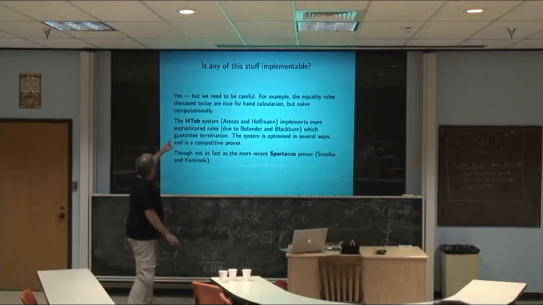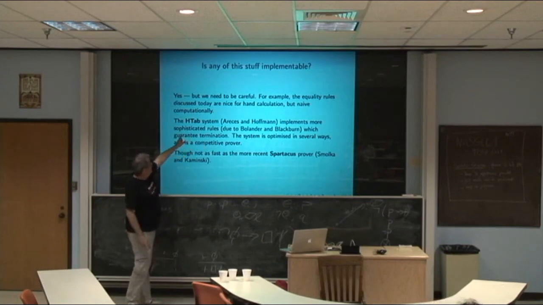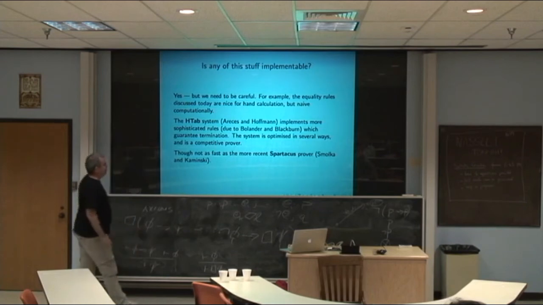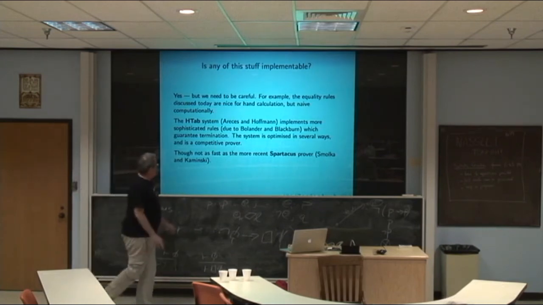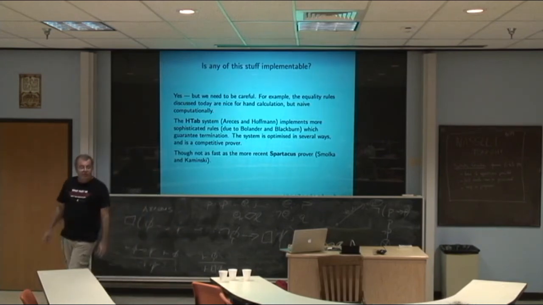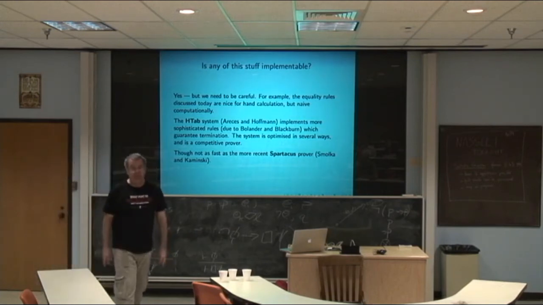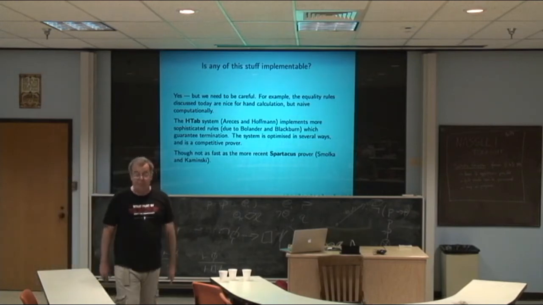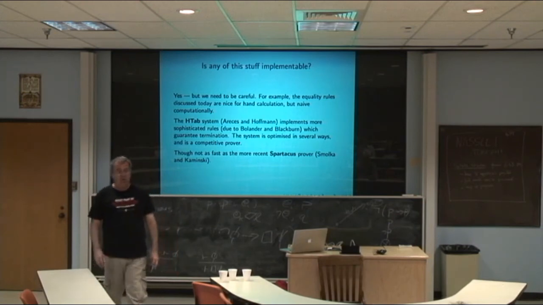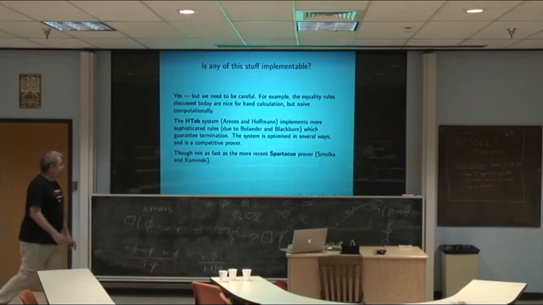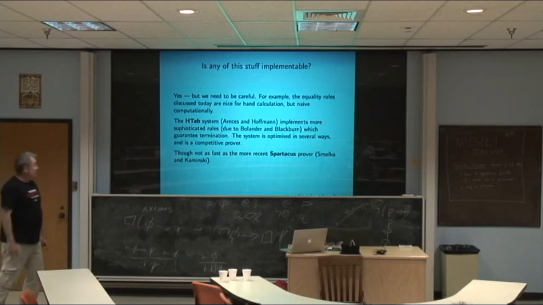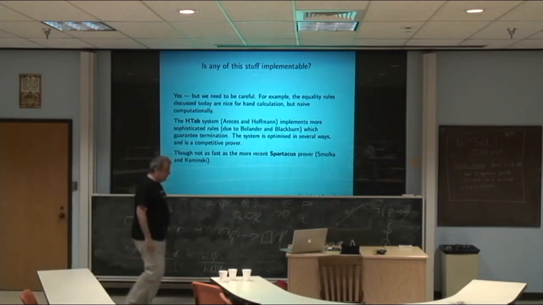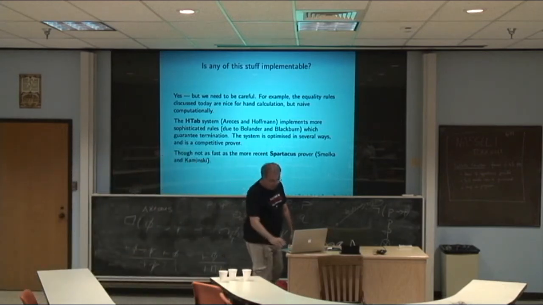This has been implemented. There's a system called HTAB, which was implemented at Nancy by Carlos Areces and Guillaume Hoffmann. It's a good prover, optimized in quite a few ways, and very, very fast. It was the best hybrid logic prover around. But then the guys over the border at Saarbrücken came along, namely Gert Smolka and Mark Kaminski, with the Spartacus prover, which I have to admit is one damn good prover.